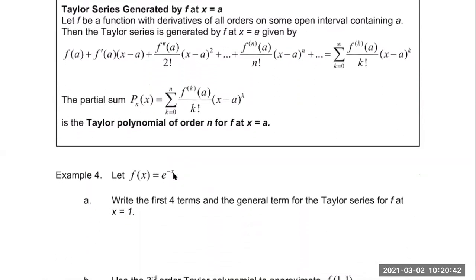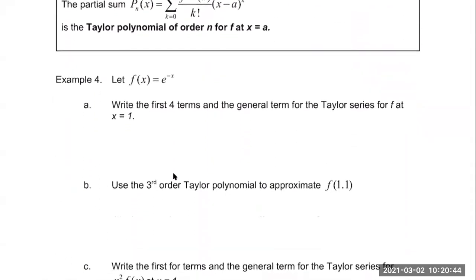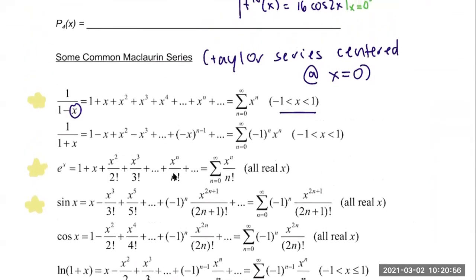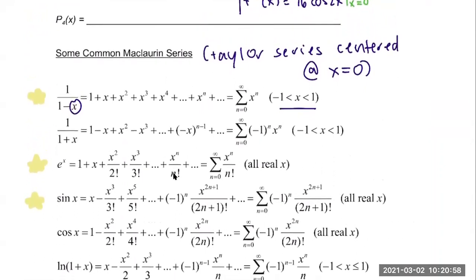So in the example below, I'm going to make a big note about this, and this is something you guys want to think about for your test. If you are not centered at 0, do not use the template series, okay? The template series are the common Maclaurin series. So remember, these are only centered at 0. I don't know if you guys want to make a big note of that.